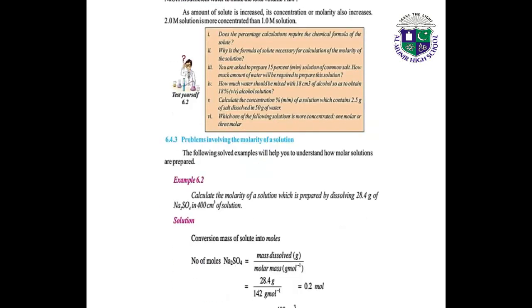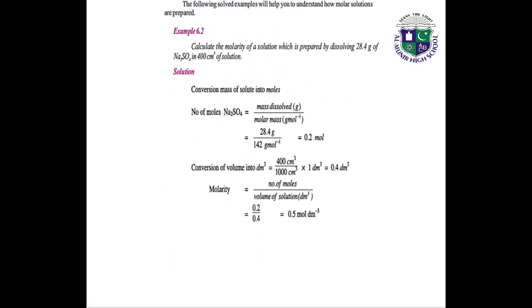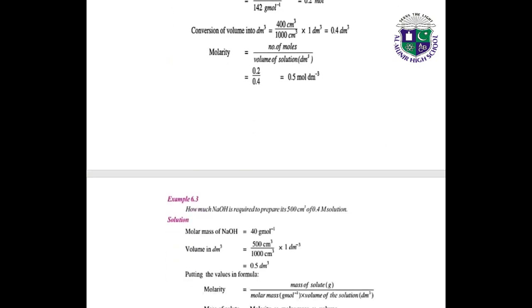Next we have example number 6.2, on how we can calculate the molarity of a solution which is prepared by dissolving 28.4 grams of Na2SO4 in 400 centimeter cube of solution. Here we have the formula. By putting the values, we will get the number of moles of Na2SO4 first of all, and then we will find the molarity with the help of the above formula.